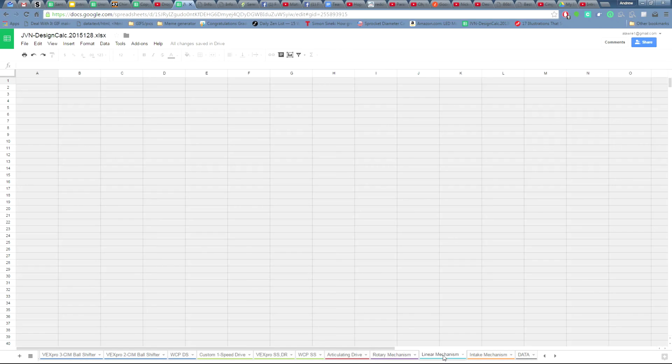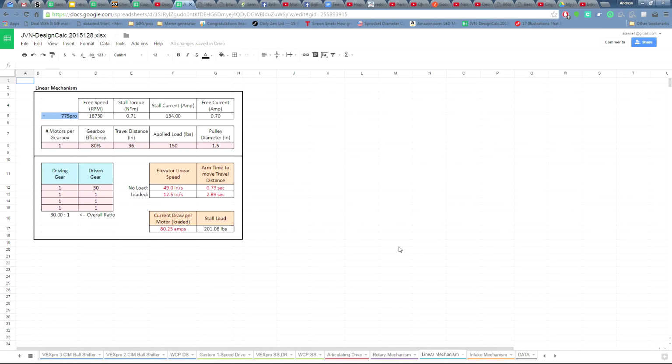But that's just me, that's how I do that. We have two more important tabs, we're almost done. Linear mechanism, this is fun. So this is going to be like an elevator. I actually use this for elevators all the time, or any kind of extension that works linearly. It translates rotational energy into linear energy.